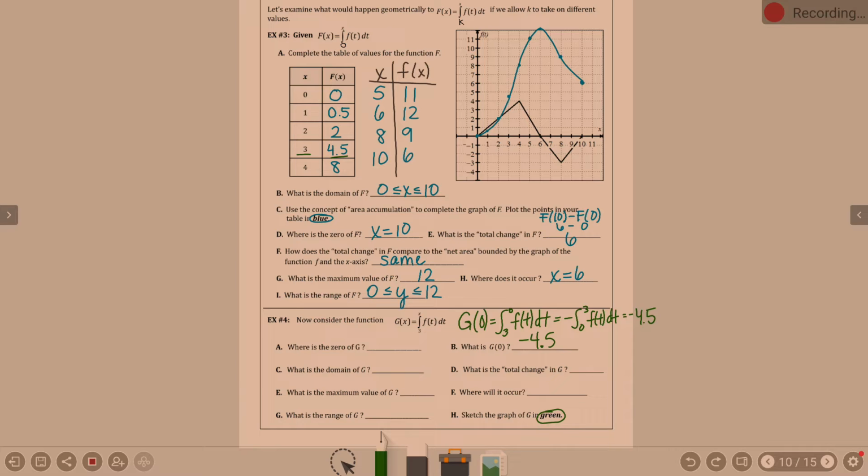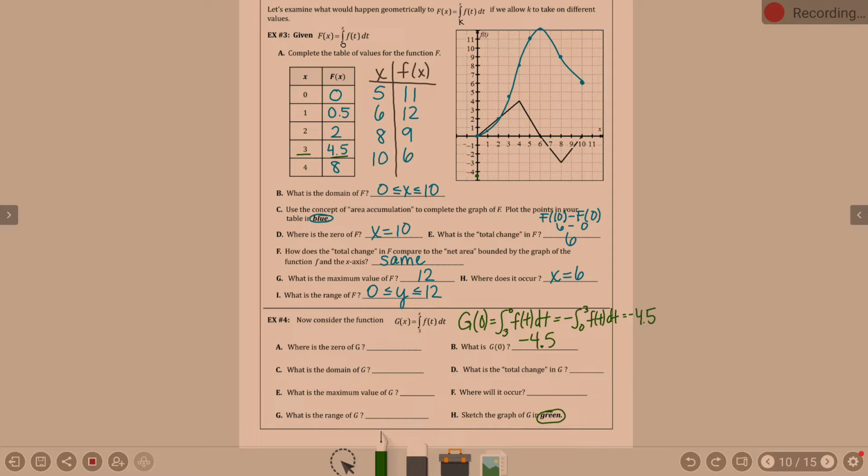Now, what I wanted to connect here, or one thing to connect, is that over here, f of 0 was 0, yes? Now we're at g of 0. g of 0 is negative 4.5. So that's saying when we go to graph this in a bit, that point is going to be 4.5 units lower. Again, we're trying to make the connection here.